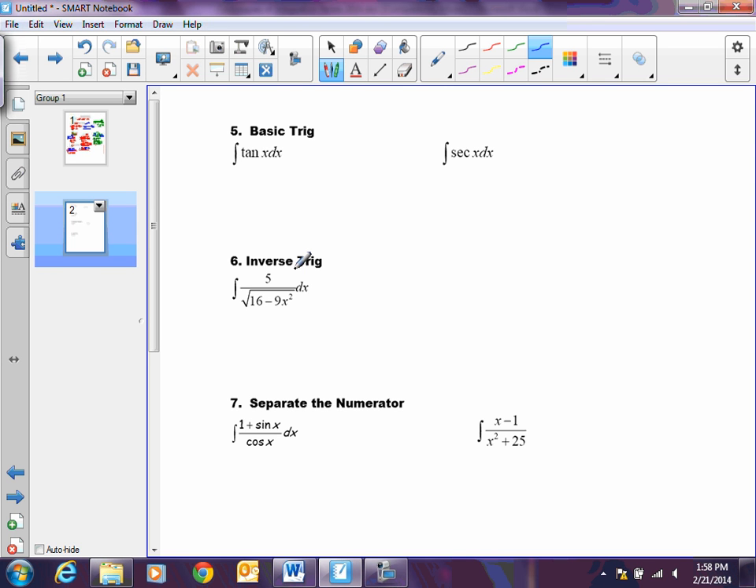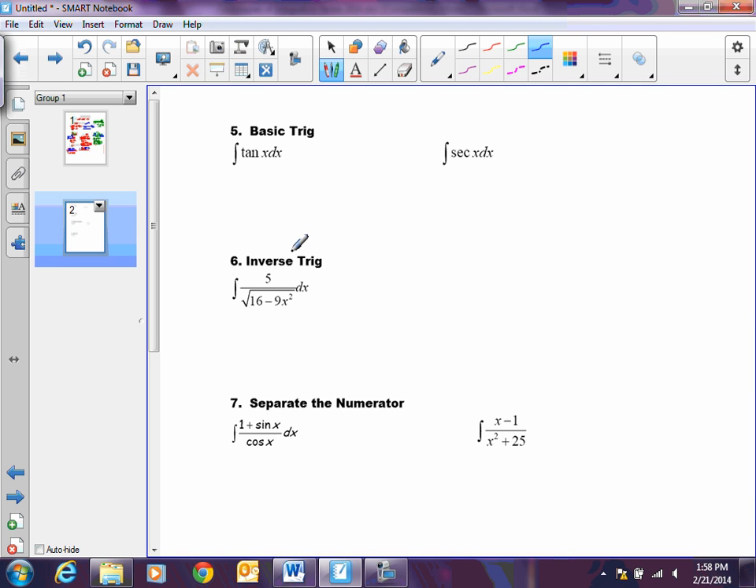Secant squared x. What's the derivative of cotangent? So if the derivative of tangent is secant squared, the derivative of cotangent would be negative cosecant squared. You just put the co, and the negative goes everywhere.